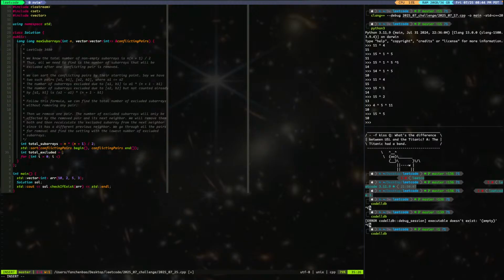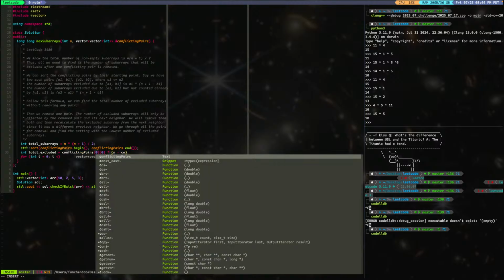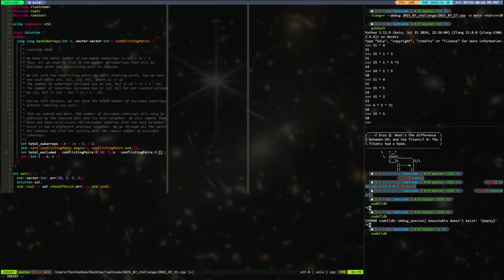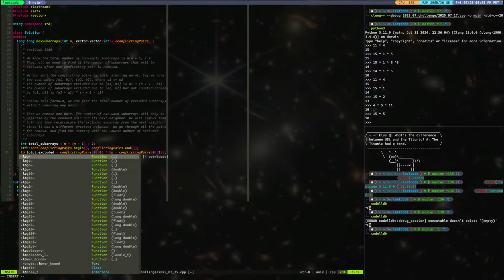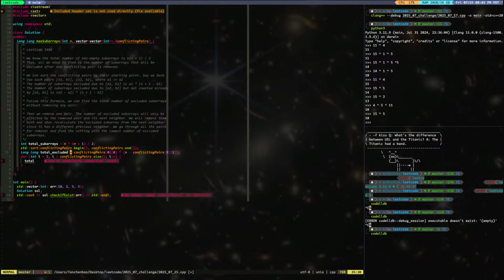Okay, so the first one, right? The first conflicting pair. So this will be conflicting pairs 0, 0. That's the first one, times n minus conflicting pairs 0, 1. And then the second, say from 1 smaller than conflicting pairs dot size, i plus plus. Now, what we're gonna do is a total, long long.